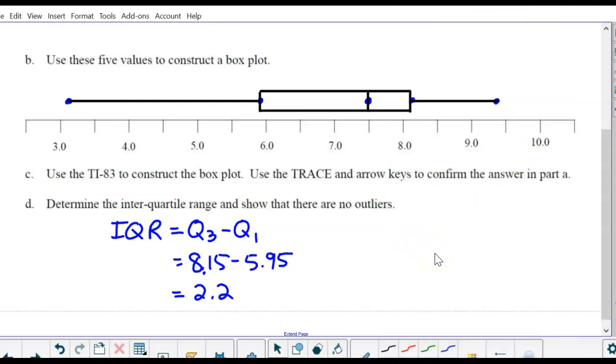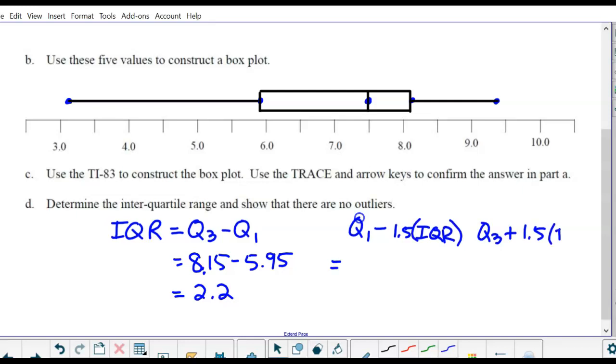So find the interquartile range. And then remember from yesterday how to determine if it's an outlier. We have to find the value of Q1 minus 1.5 times the interquartile range, and then we have to find Q3 plus 1.5 times the interquartile range. Okay, so you do that.